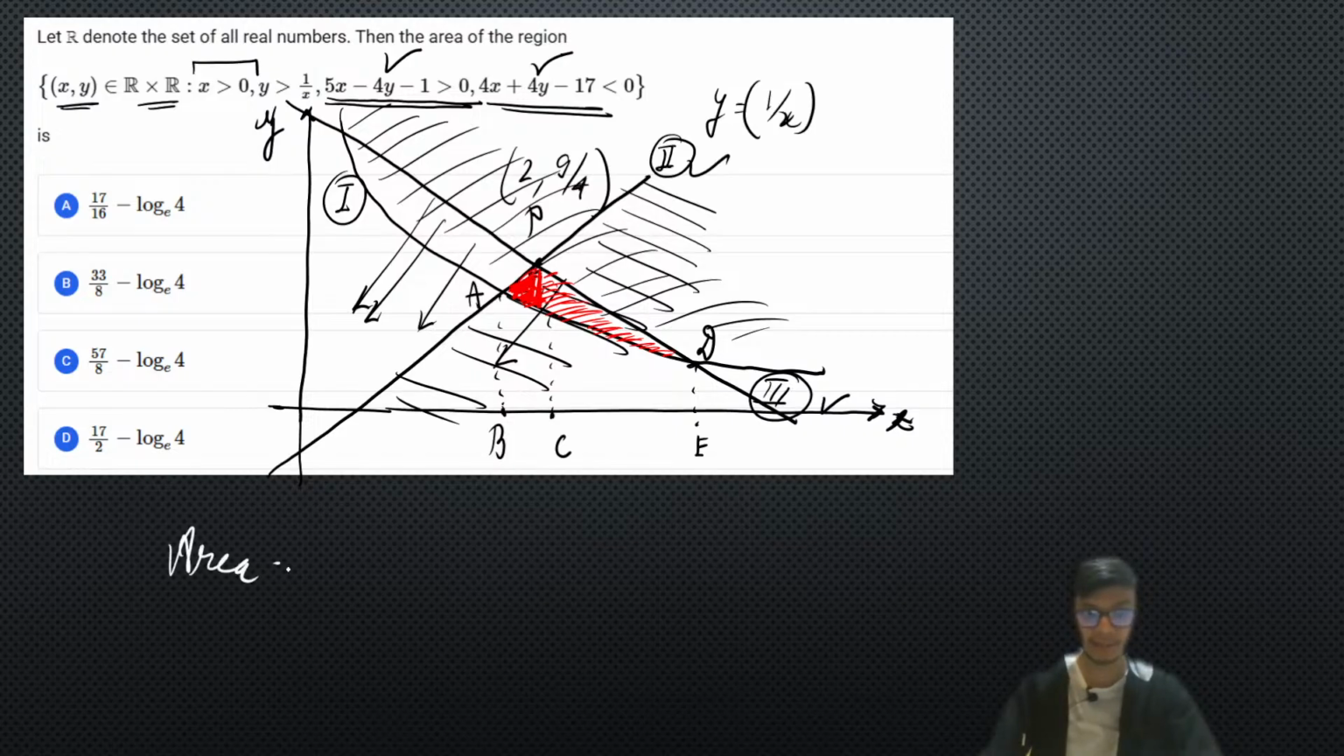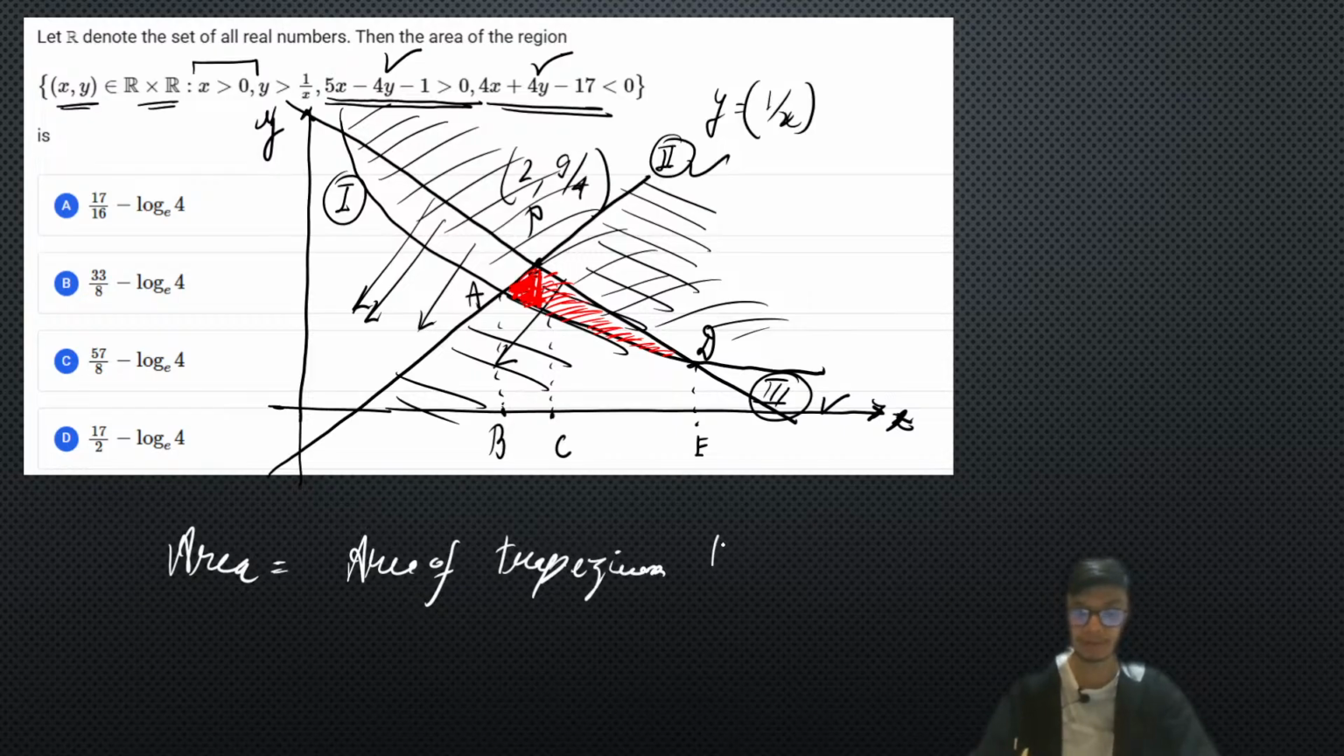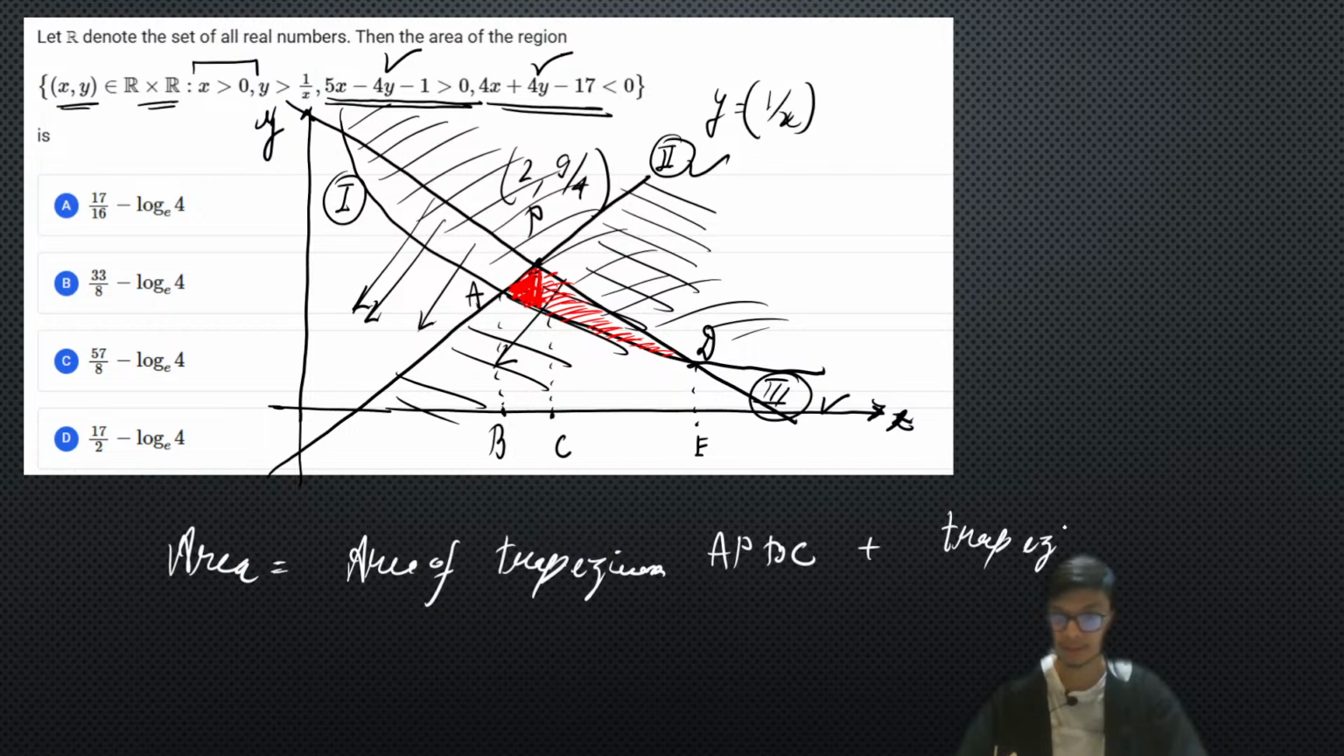Now, if you are smart enough to understand this, how will you find the area? Directly, first find the area of the trapezium APBC, and then add the area of the trapezium PDCE. That will give you the required area.